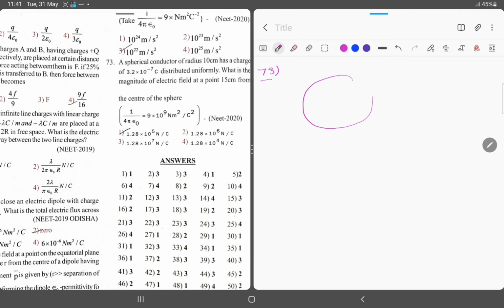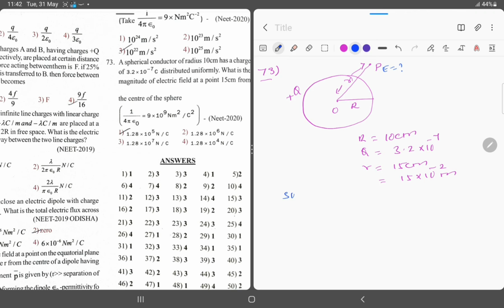Next, problem number 73. Let us consider a spherical conductor. O is the center of the spherical conductor, R is the radius, and its value is given as 10 centimeters. Convert, and next, plus q is a charge on the surface, which is distributed uniformly, and its value is given as 3.2 into 10 to the power of minus 7. Let us consider a point P, which is at a distance r equal to 15 centimeters. Centimeters convert into meters, we get 15 into 10 to the power of minus 2 meters. We have to find out the electrical field at P.